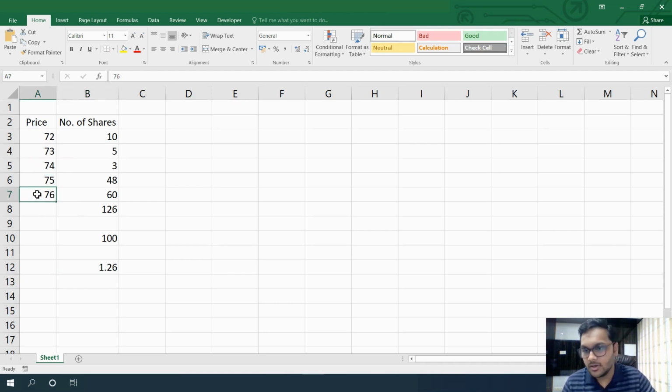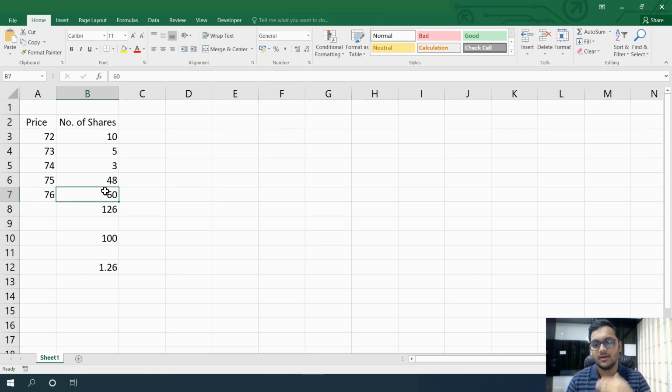Obviously higher price. So you see that, okay, can I sell my shares at 76 rupees? So you say that, okay, the number of shares that people have bid for is 60 shares, but we are offering a total of 100 shares, and here people have bid for only 60 shares if we sell at 76. So now there's a rule.